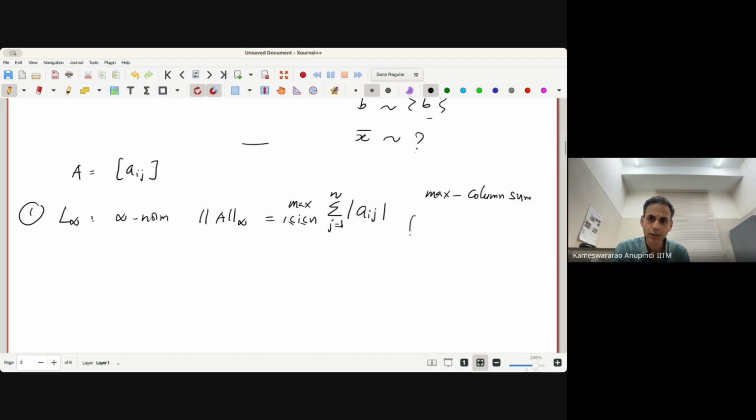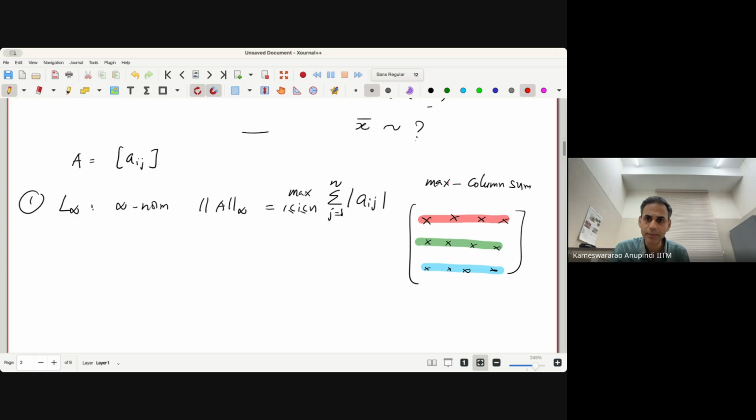Once we are given a matrix, let's say we have certain values. We sum all the values in this column, then we sum all the values in this column, and then we sum all the values in this column. Let's say this sum came out to be some value, this sum came out to be some value, and this sum came out to be some value. Then we take the maximum out of all these values.